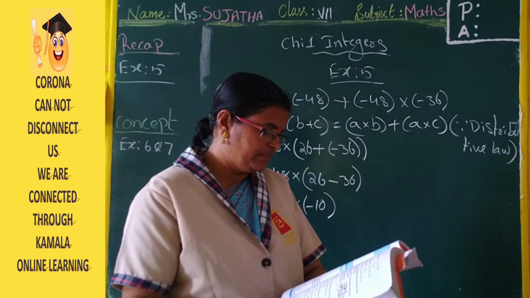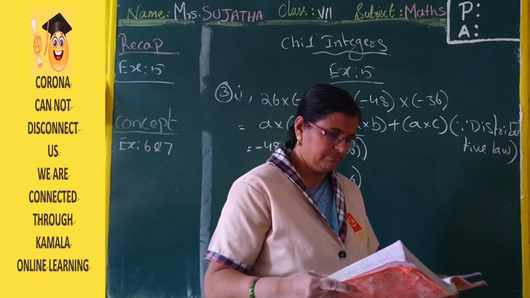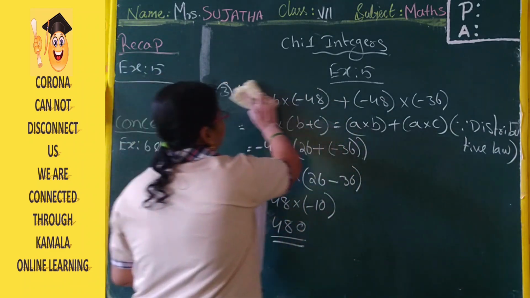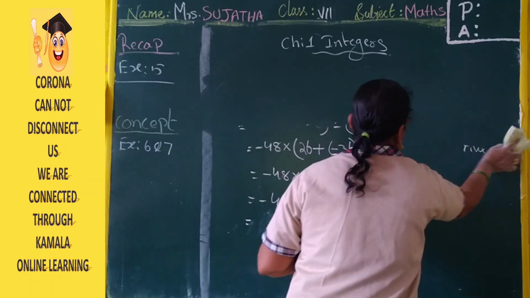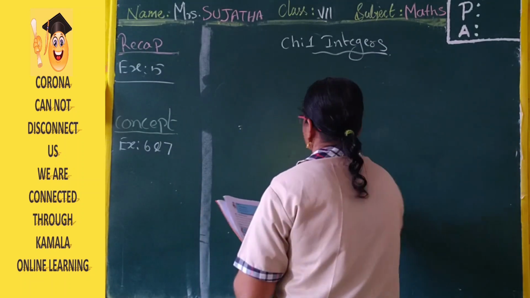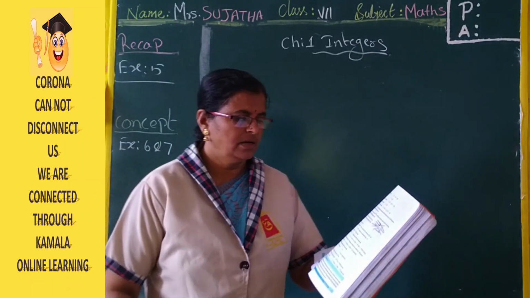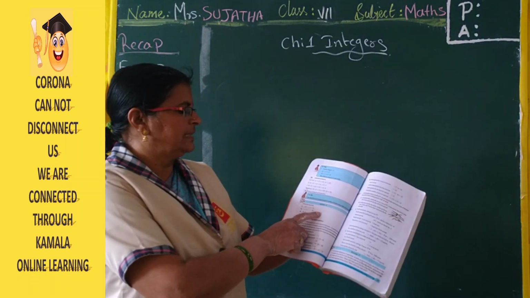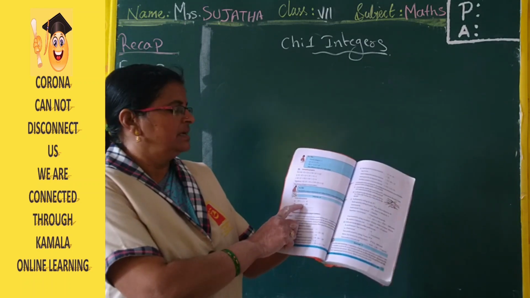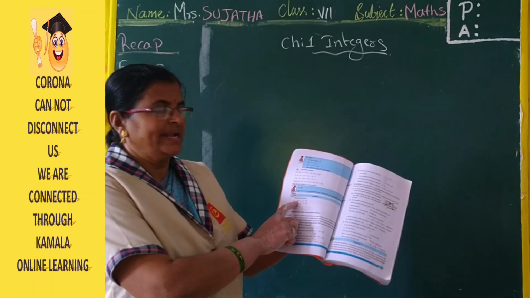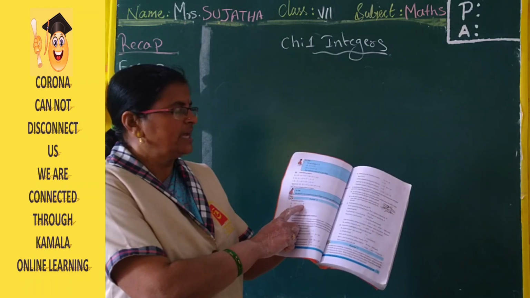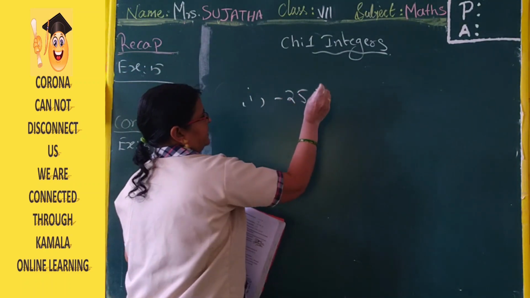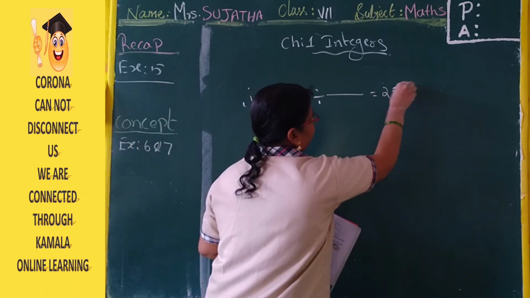Now turn to page number 23, 6th exercise. This is very easy. All of you open page number 23 or 22. Fill in the blanks. Only 4 fill in the blanks are there. See the textbook: minus 25 divided by dash is equal to 25.